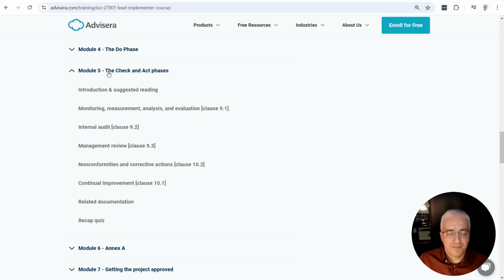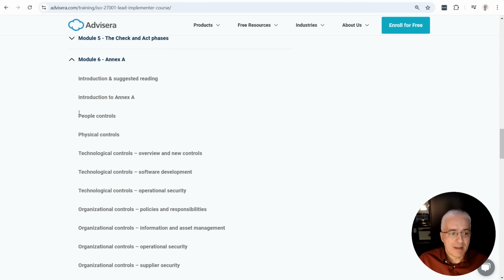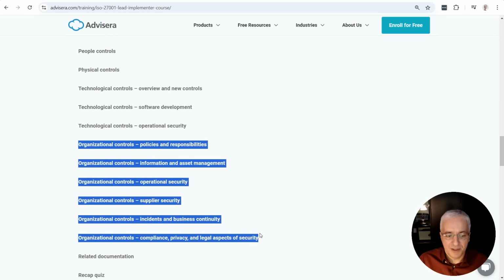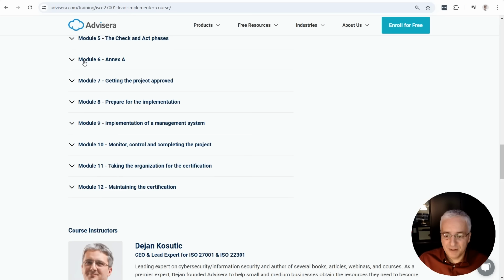Module 5 is around the check and act phases, so these are clauses 9 and 10: monitoring, measurement, analysis, evaluation, internal audit, management review, nonconformities, corrective actions, and continual improvement. Module 6 is around security controls from Annex A. There you have people controls, physical controls, a couple of lessons around technological controls, and a couple of lessons around organizational controls. This is basically where the explanation of the standard ends, and this is where you start learning about the details of how to implement the project.